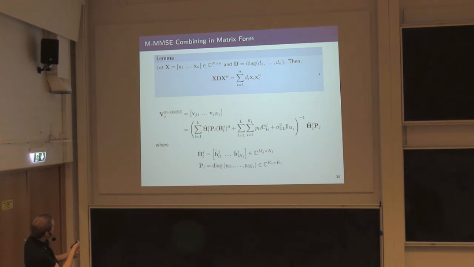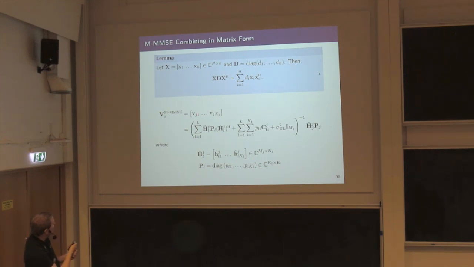Instead of X, I call it H. This matrix contains the estimates from base station j to all of the users in cell l, so user 1 up to user K_l. I put them in columns and I put the matrix here. And then I put the same matrix over here, and then I have a diagonal matrix P_l with all of the powers of these users. And this way we can write it in a compact form.